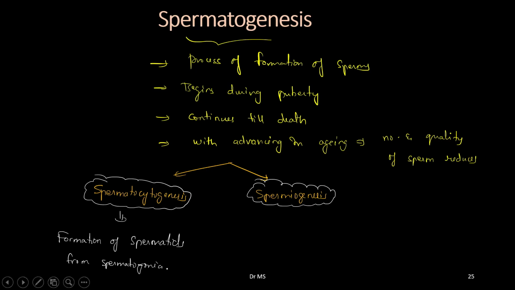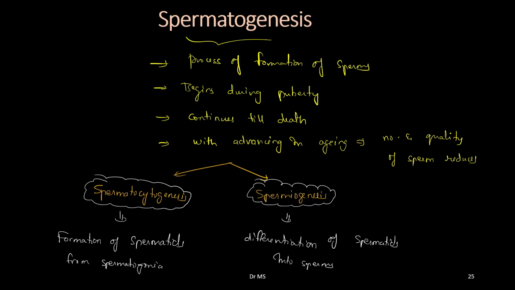And what is this spermiogenesis? Whatever spermatid is formed, it has to mature into a mature sperm. It has to develop into a mature sperm, so we call it spermiogenesis. That's a differentiation. That means development of spermatids into sperms.